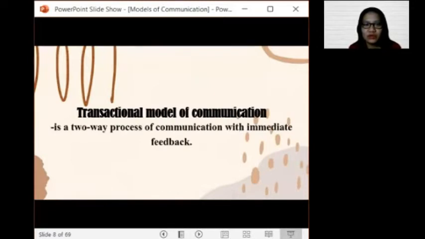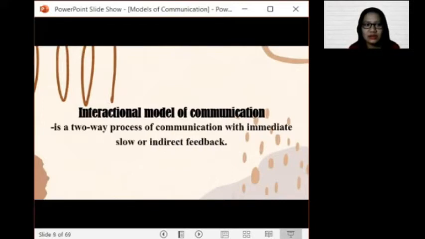However, the transactional model is a two-way process of communication. It means there is simultaneous communication, and there will be immediate feedback. When we're talking about the interactional or interactive model of communication, it is almost the same as the transactional. However, here you can't get immediate feedback. There will be no simultaneous feedback. The feedback is indirect and you cannot get it immediately. That is one of their main differences.